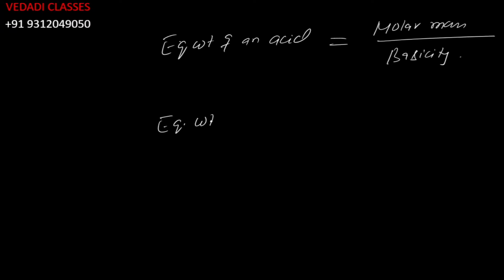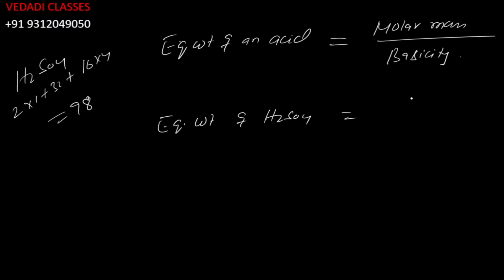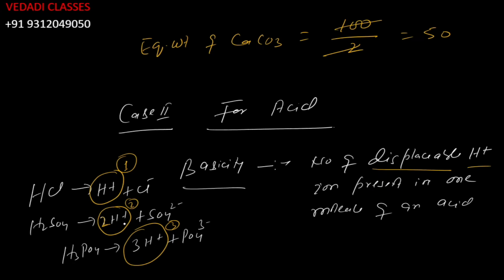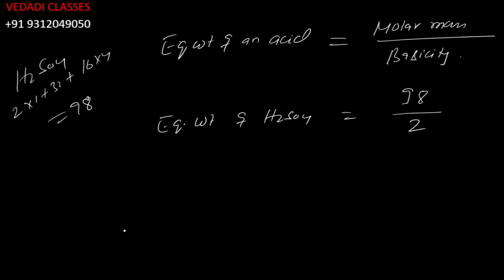So the equivalent weight of H2SO4 will be the molar mass of H2SO4. What is the molar mass of H2SO4? 2 into 1 plus 32 plus 16 into 4, it will come to 98. So 98 divided by basicity. As we studied, it has 2 replaceable hydrogen ions, so its basicity is 2. Divide by 2 and you will get 49. So 49 is the equivalent weight of H2SO4.